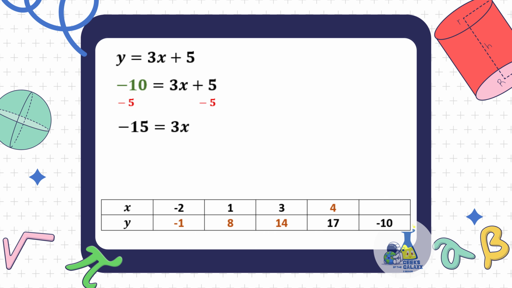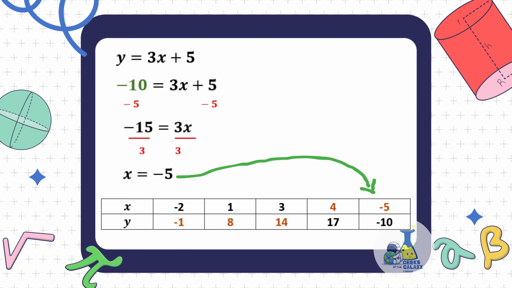The first step to get x alone would be to do the inverse operation of plusing 5, which is subtracting 5, which we do on both sides of the equation. Negative 10 minus 5 gives us 3x equals negative 15. Our next step to get x alone would be to divide by 3, which we do on both sides of the equal sign, and x is therefore negative 5.